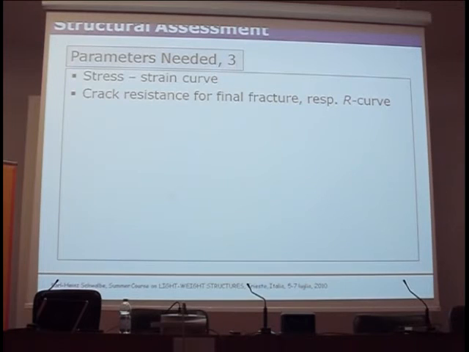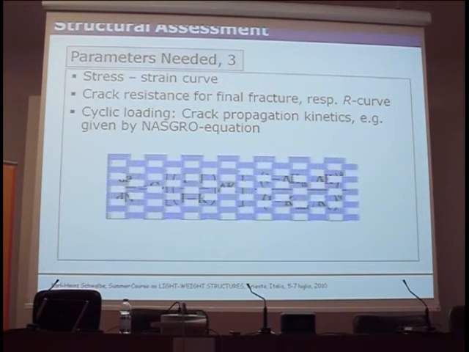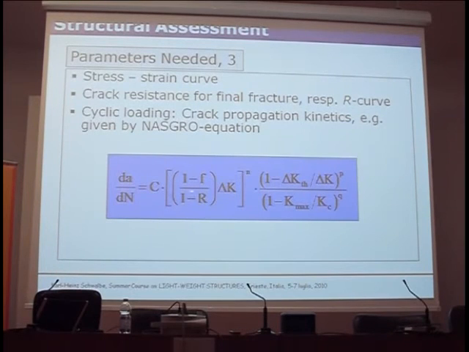We need the stress-strain curve, we need the material's resistance. Then for cyclic loading, we need a tool for predicting crack propagation, the NASGRO equation. It's the one that I referred to yesterday when I said Jim Newman has created something based on crack closure, and it has the title NASGRO, or it's now the second generation NASGRO equation. So you have a tool, and this is the equation, by the way, here. R is the stress ratio, Kmax the maximum stress intensity factor, here we have the threshold, this is the critical one, and the parameters C, p, q, and n have to be determined and plugged into this NASGRO equation. And as far as I know, it can be downloaded.